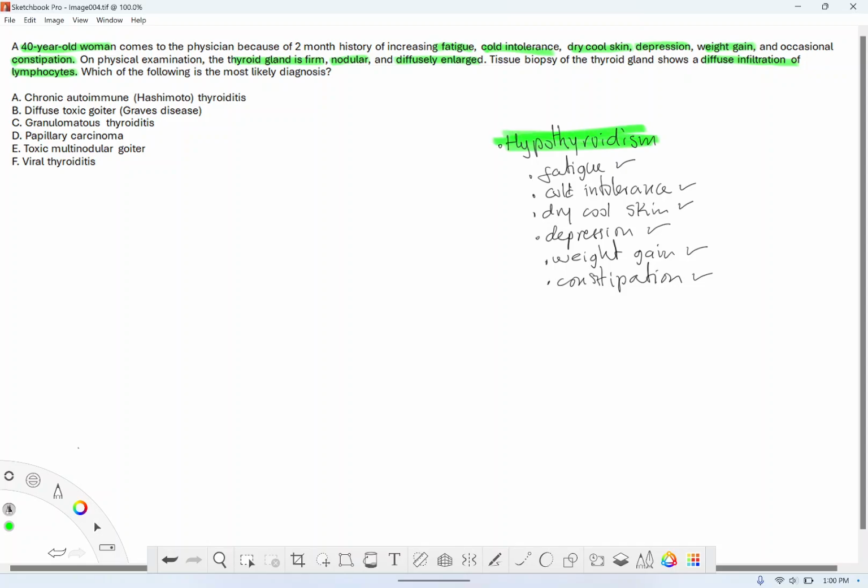This is hypothyroidism. But hypothyroidism has many causes, and that is where the problem will come in. So it's hypothyroidism plus this person has a firm, nodular, diffusely enlarged thyroid. That's on the physical exam. In the biopsy, what do you find? Diffuse lymphocyte infiltration.